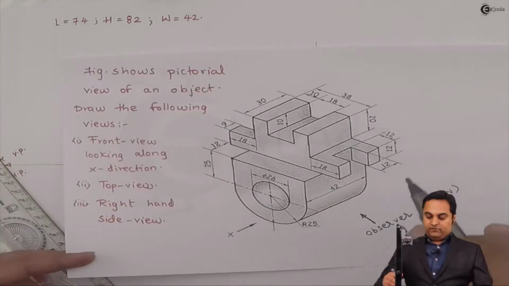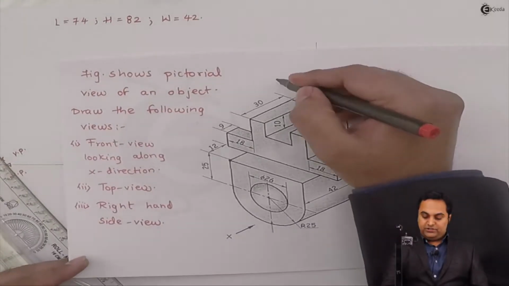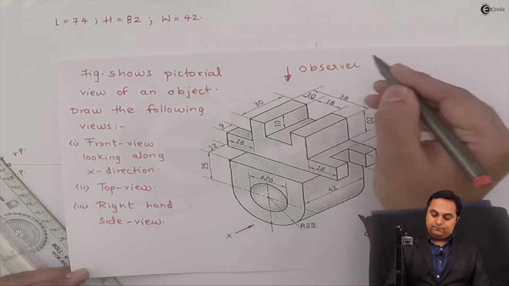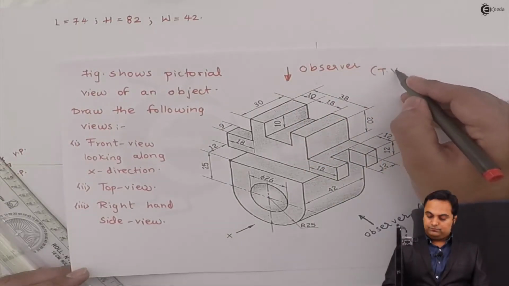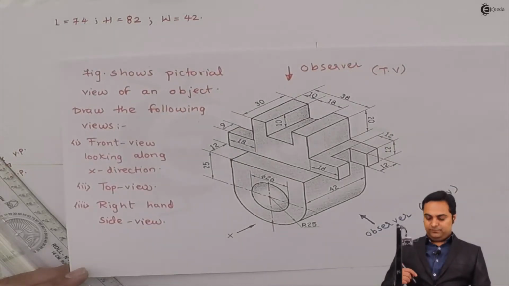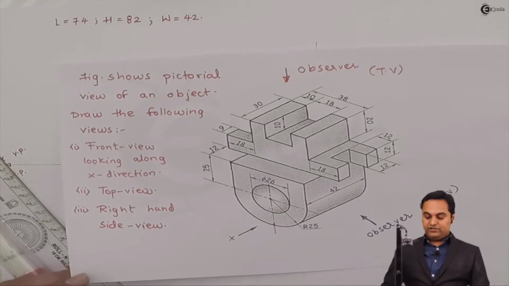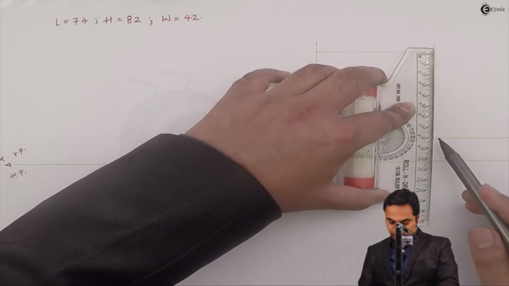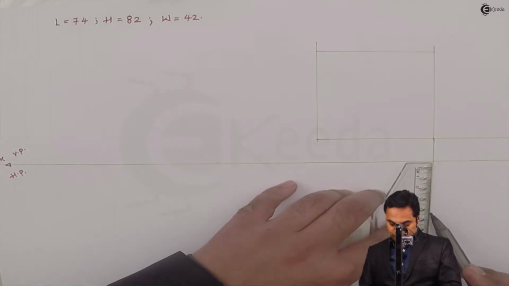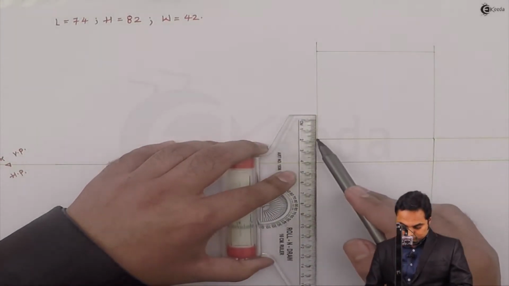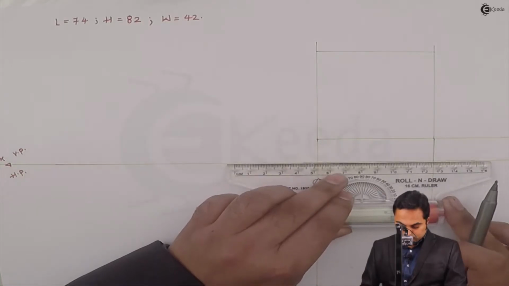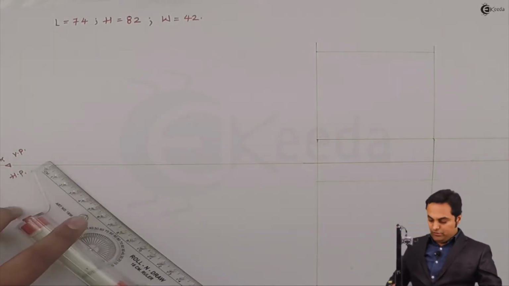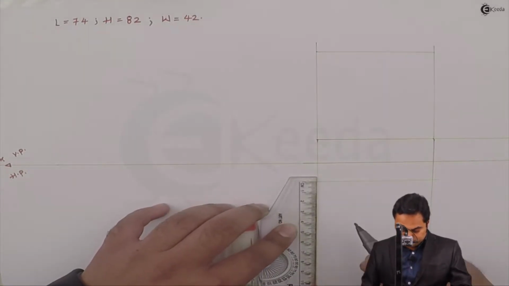In the top view, from the top, the height of the object is not visible. So when we are as an observer at the top, for the top view, height is not visible, but length of the object and width is visible. Length I can take directly from the front view. Here width is 42 mm.